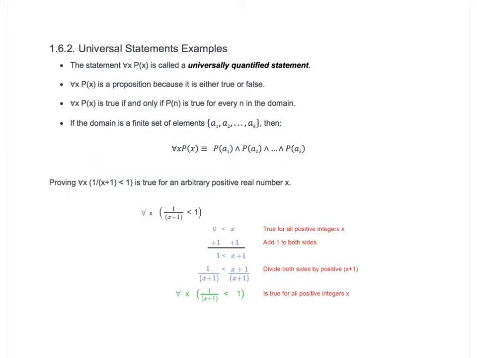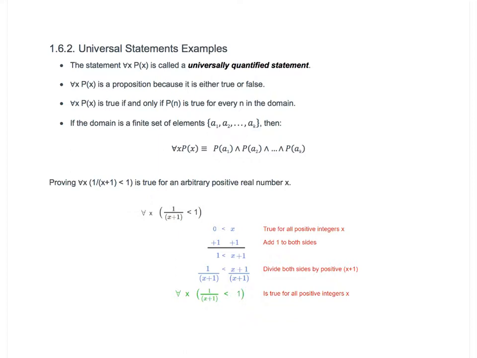The statement for every x, p of x, is called a universally quantified statement. In fact, the symbol, the upside down A, is read for every or for all, and it shows a universal quantifier. And then for every x, p of x is a proposition. Why? Because it's either true or false. For every x, p of x is true if and only if p of n is true for every n in the domain.